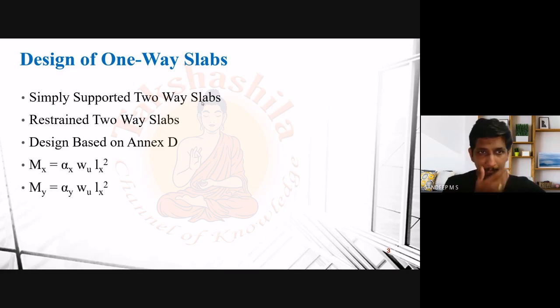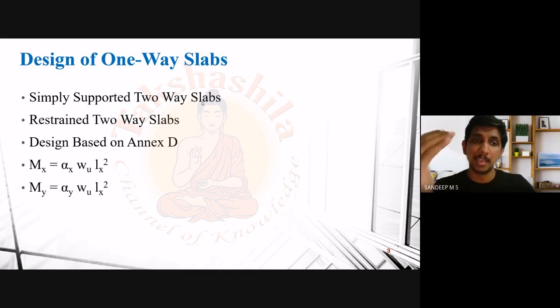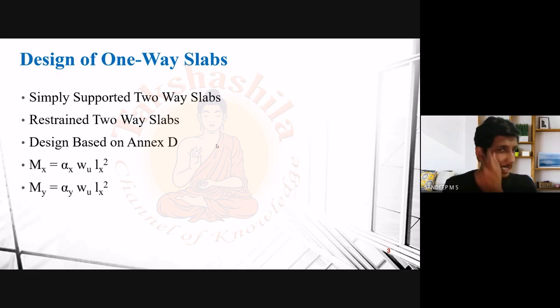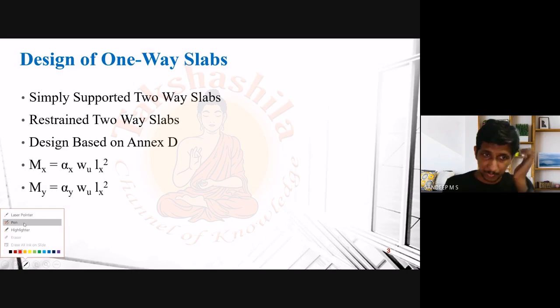Okay. Now regarding the design of two-way slab, we have two separate sections. One is regarding the design of simply supported two-way slabs, and the second one is regarding restrained two-way slabs. So the main difference between these two is, so can someone tell me what is the main difference between these two?